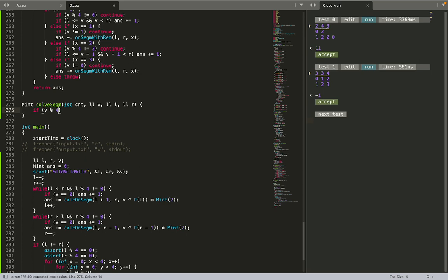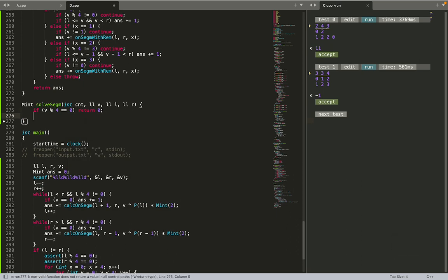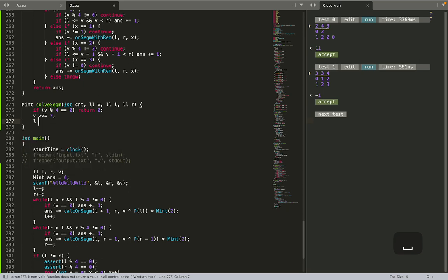So now I'm choosing numbers from the segment with some fixed remainders, and I only care about all the bits that are not two lowest, and if two lowest are not 0, then we can't do anything, and the answer is 0 then. Otherwise we can divide everything by 4.